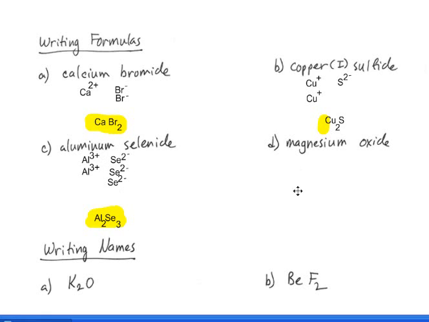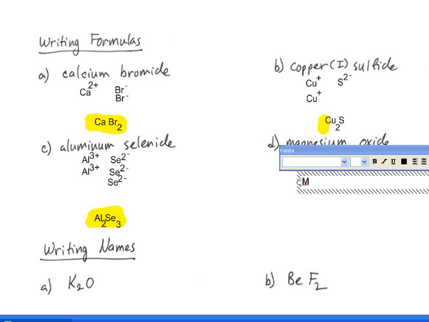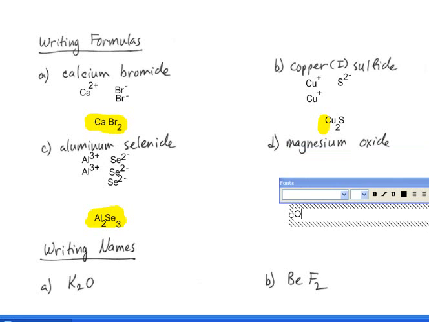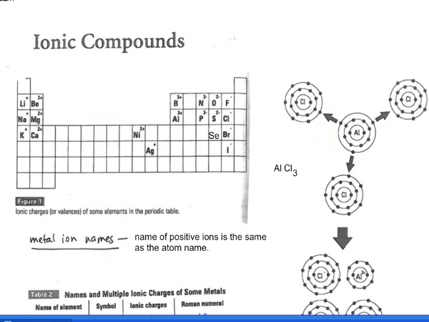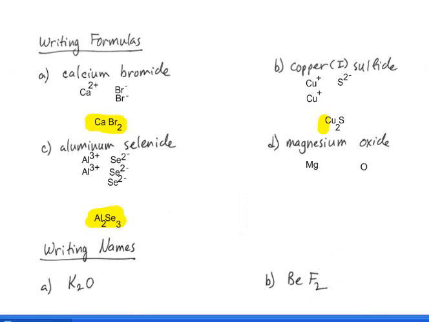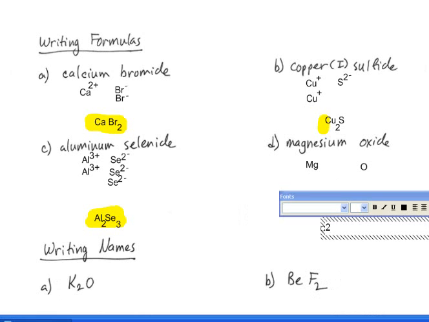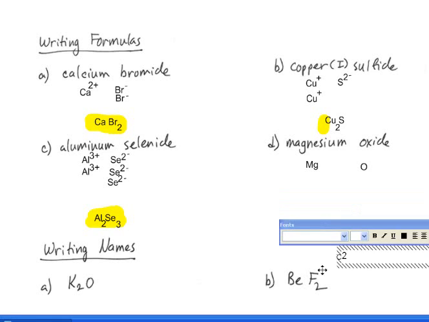Okay, moving on to magnesium and oxide. So of course magnesium is Mg, oxide is O. Looking back here, magnesium's 2 positive, oxide's 2 negative. So that's relatively easy here.